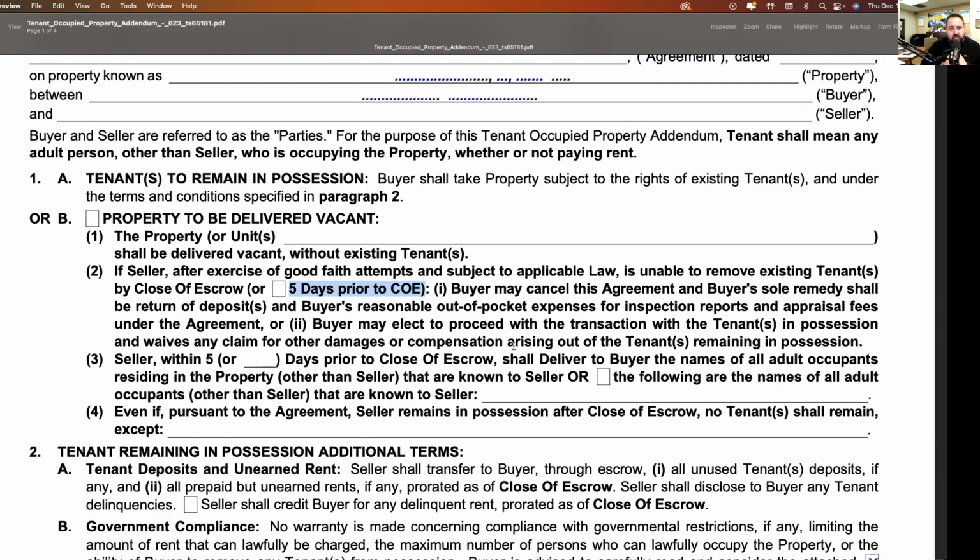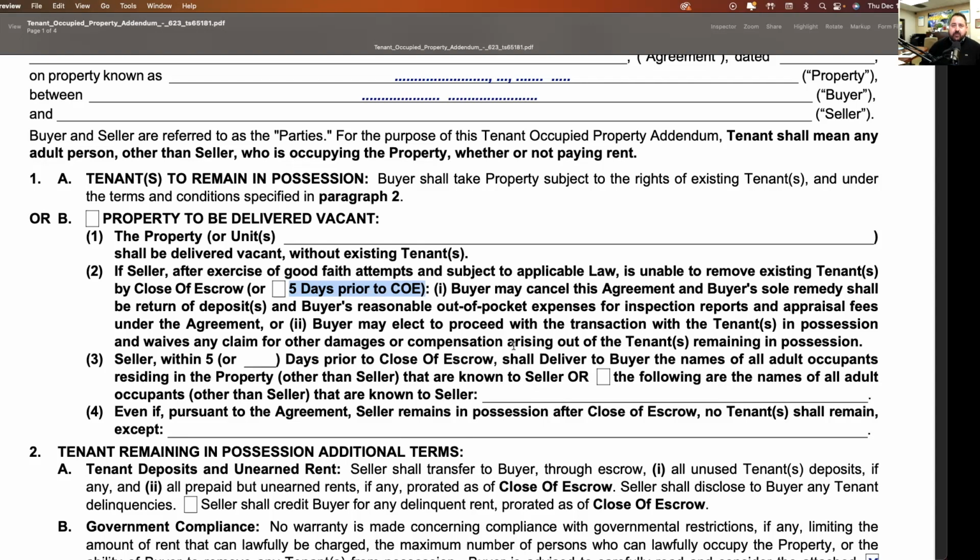So 5 days prior to close of escrow, I've done everything I can legally to evict the tenant. If I cannot do that by 5 days prior to close of escrow, the buyer gets the right to cancel.